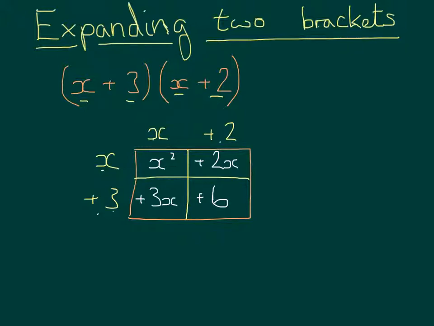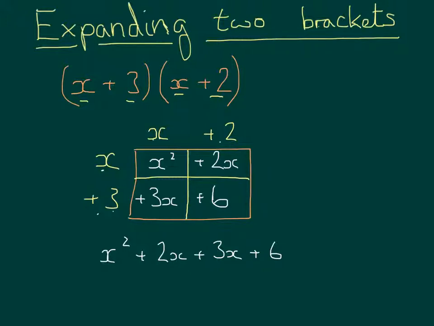So now let's write this out, and in maths we tend to write the x squared term first. So we'll start with our x squared. We then have our 2x, and then our 3x, and our 6. One last thing before we've finished.